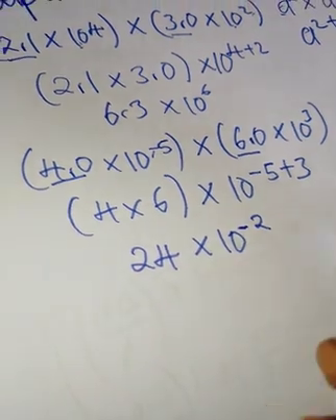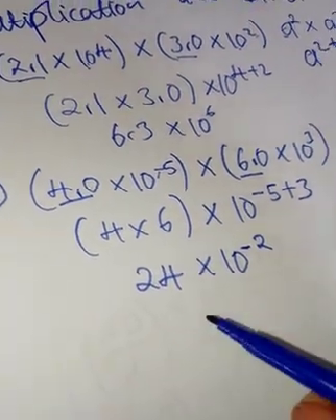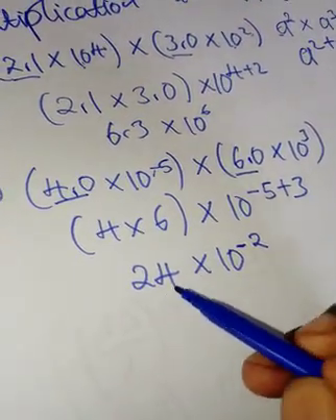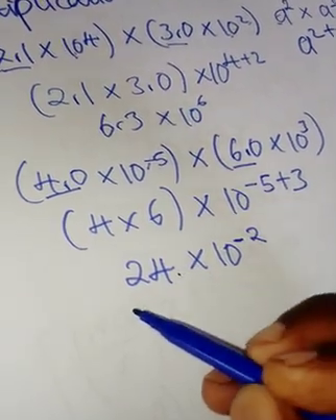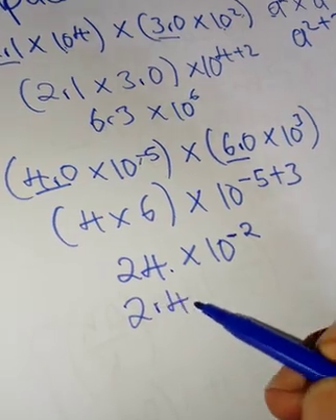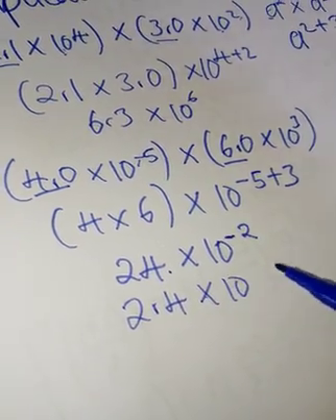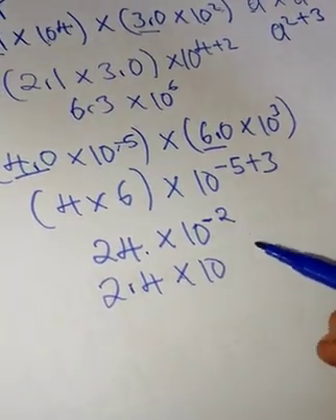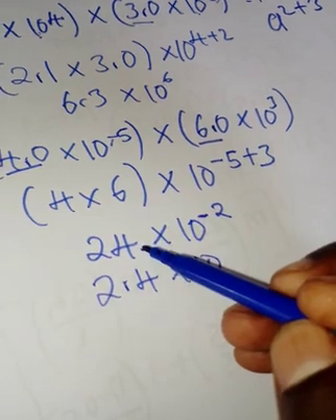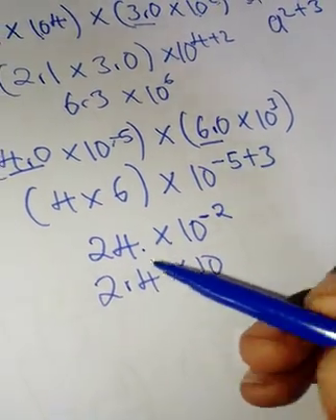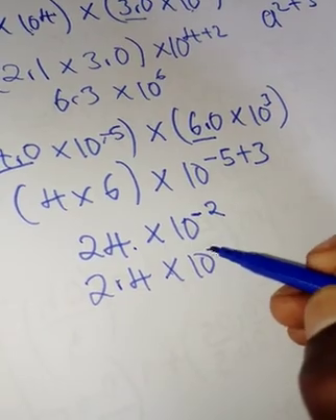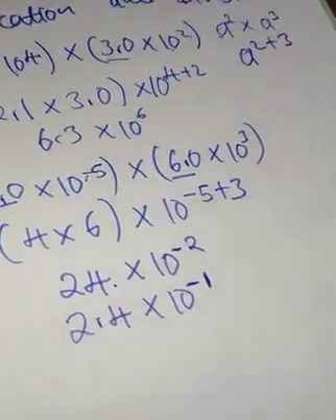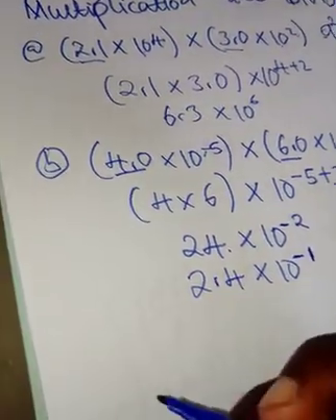Then you check if your answer is in standard form. So this is 24, it should be 2.4, the decimal point is there, so it should have 2.4 times 10, what will be the power? We have moved this decimal point to the left, meaning we say +1, so it will be to the power -1. That's it.